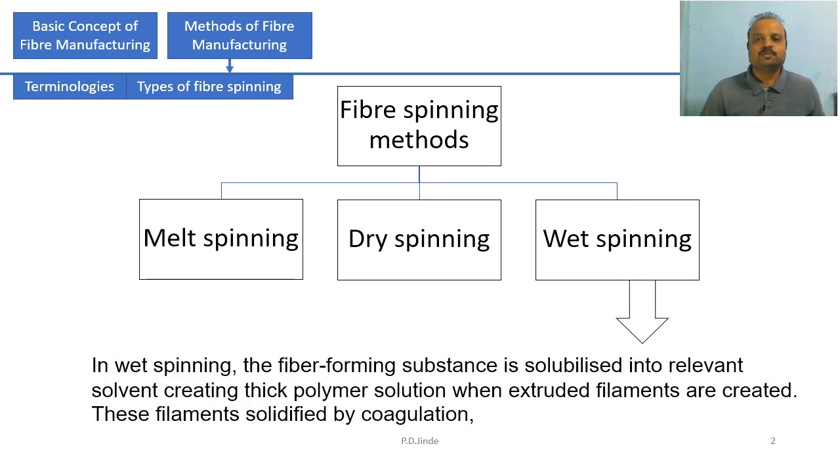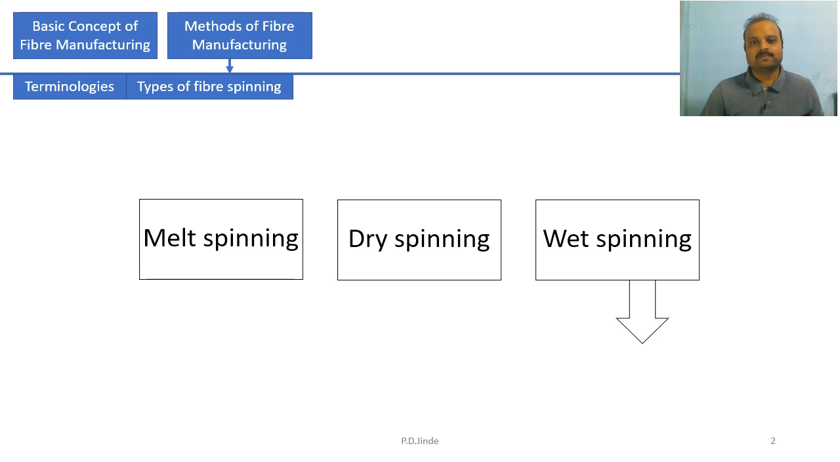Next, an important spinning method is wet spinning. In wet spinning, the fiber forming substance, our polymer, is solubilized into a relevant solvent, similar to dry spinning. Here, a thick polymer solution is created, and when this polymeric solution is extruded, filaments are created. These filaments get solidified through a coagulation process. Generally, polyacrylonitrile is a fiber created with the help of wet spinning technology.